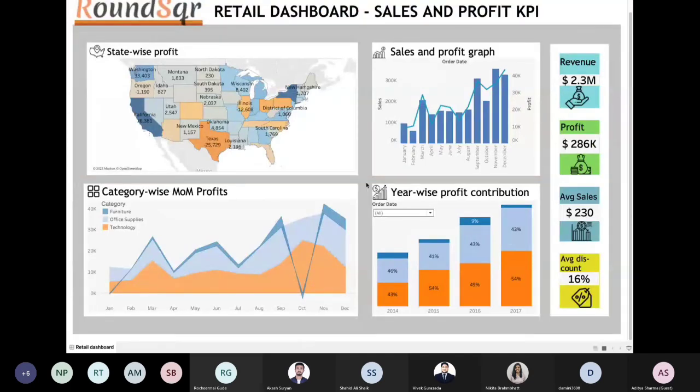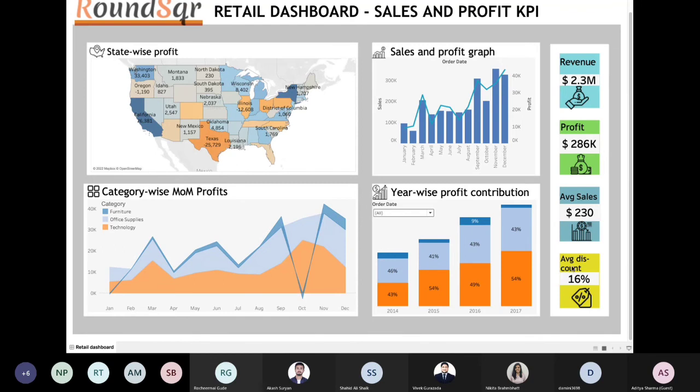So here is the dashboard that we have. On the right side of the dashboard, we have the gross big numbers, that is how much the revenue is for the 4 years that we are talking about, from the year 2014 to 2017. The profit which has been generated, average sales per customer, and the average discount percentage.